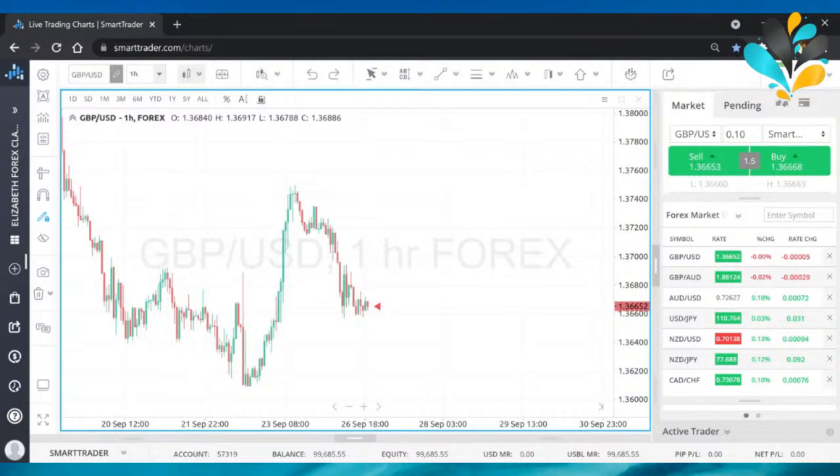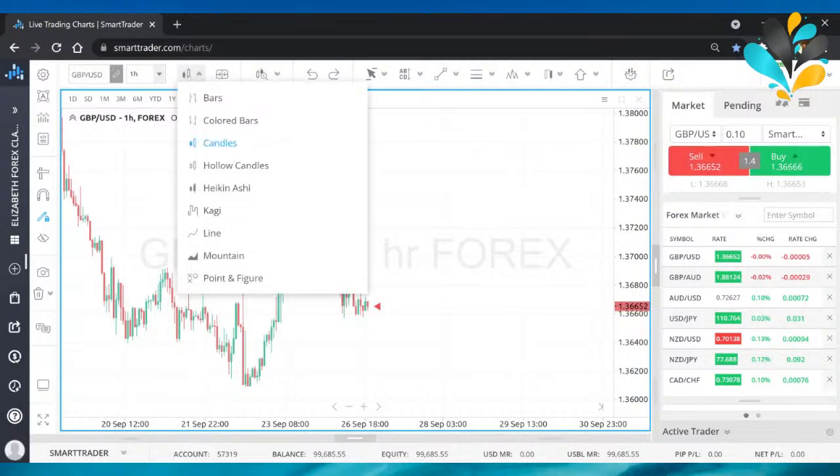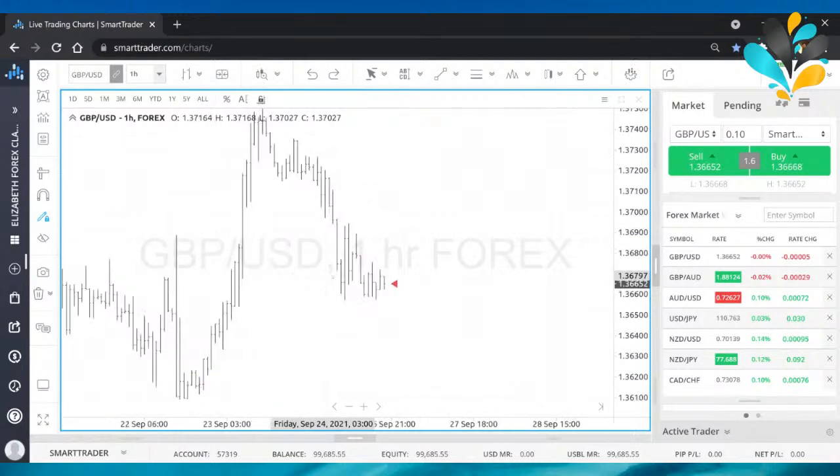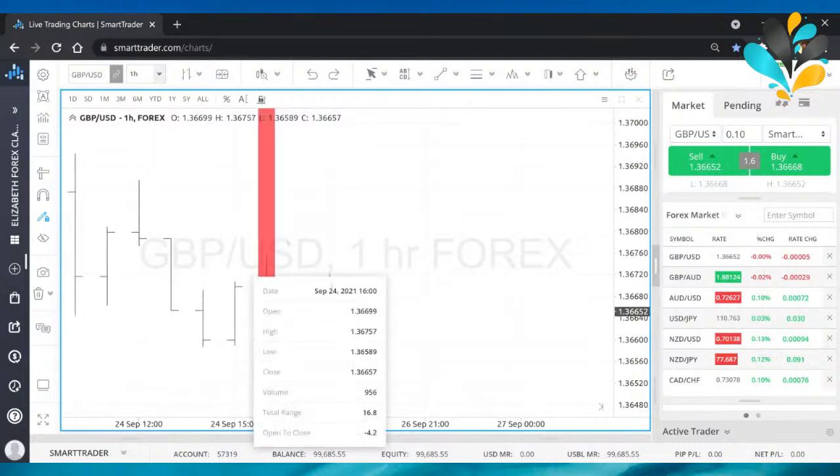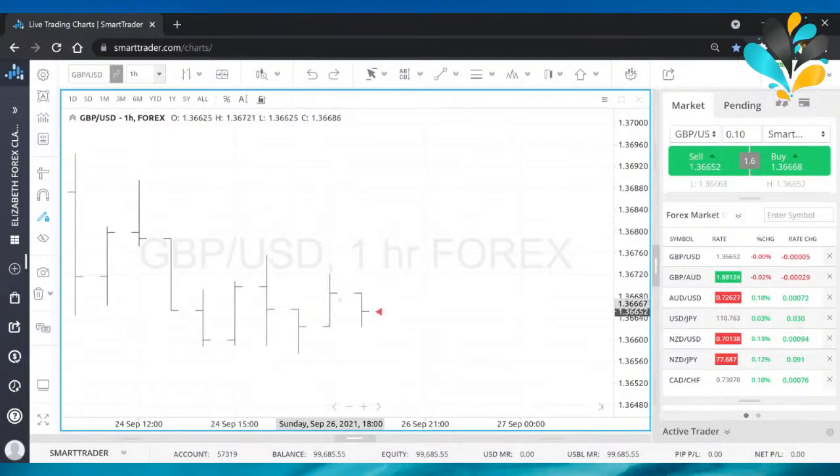Next, in your toolbar at the top, you have what we call the price style. So you can choose how you want the price movement to be represented or to look. You can have bars, which show where the price would have begun for the hour and where the price would have ended for the hour. Where it began would be the line on the left, where it ended would be the line on the right. The highest it went would be the line at the top. The lowest it went would be the line at the bottom.